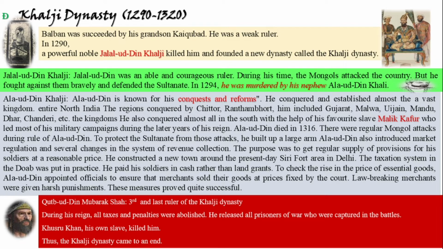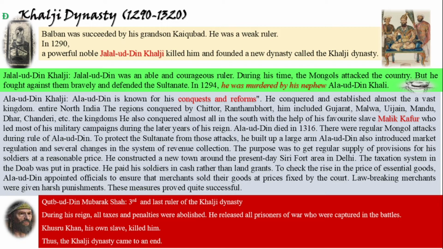And to check the rise in prices of essential goods, Alauddin appointed different officials to ensure that the merchants sold their goods at a price fixed by the court, and law-breaking merchants were given harsh punishment. These measures proved quite successful, and that is how Alauddin Khalji's rule was prominent.